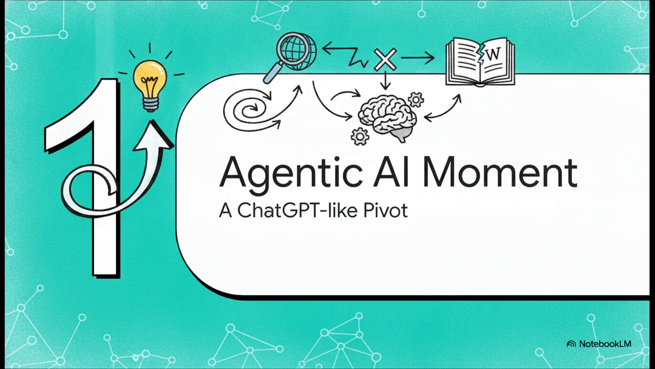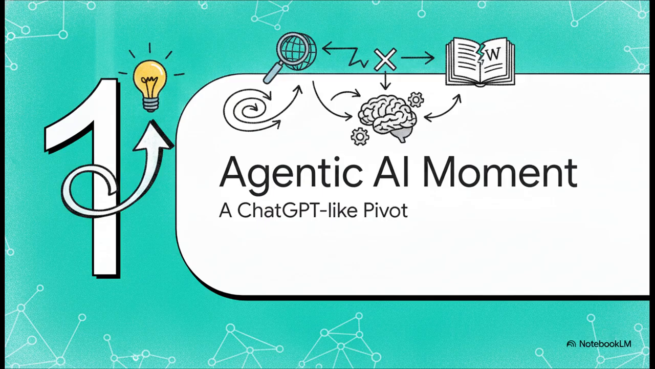Section 1. The Agentic AI moment. We are literally living through an Agentic AI moment right now. Think back to that initial ChatGPT breakthrough. You know, that exact moment the tech suddenly completely exceeded everyone's expectations. We're seeing a very similar phenomenon play out right now with agents.